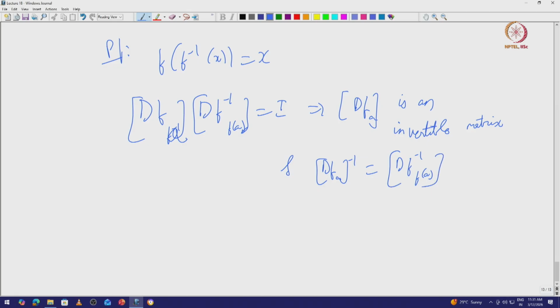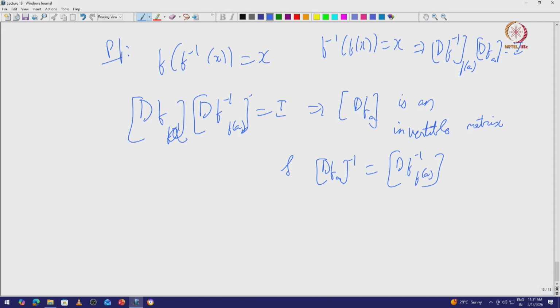Right? Maybe it's easier to say, instead of this, f inverse of f of x equals x. Maybe this is a bit easier. So the derivative of f inverse at f of a times the derivative of f at a is identity. Maybe that's a little easier. Nonetheless, we get the conclusion rather quickly.